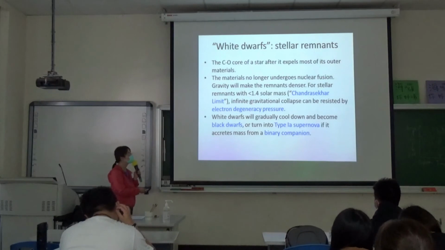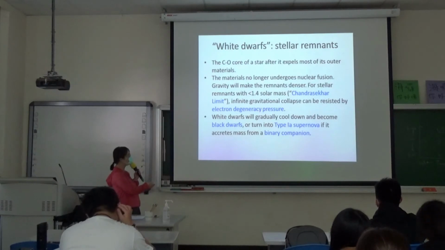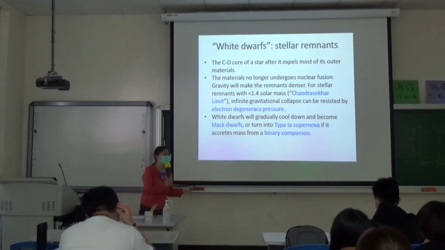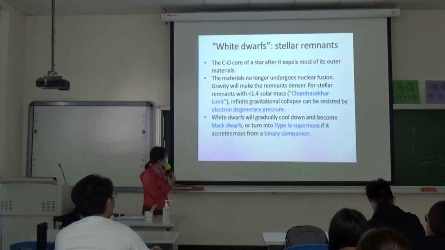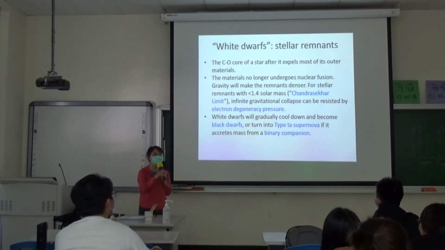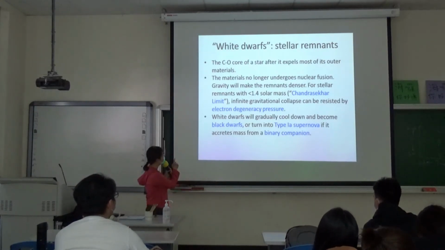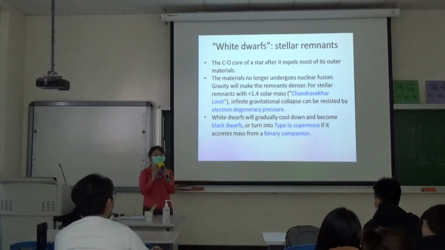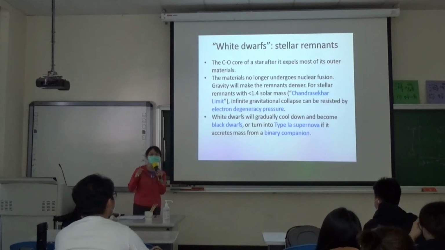It's a physical term. Infinite gravitational collapse can be resisted by electron degeneracy pressure. Okay, what does that mean? Electron degeneracy pressure in Chinese 就是电子检定压力. In short, electron likes to stay in the orbit. It doesn't want to move closer to the nucleus. That would be the electron degeneracy pressure. And if you want to force the electron to enter the nucleus, you need to give enough external force.